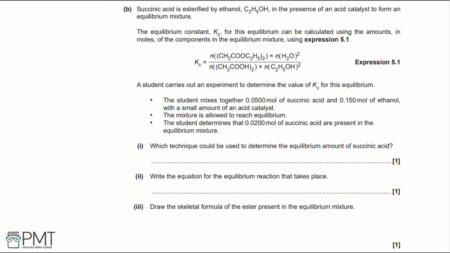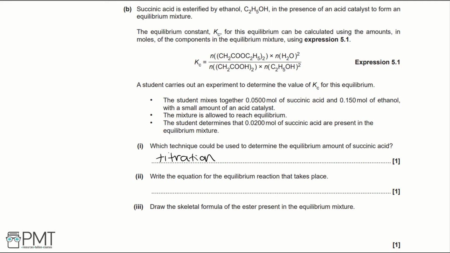The student determines that 0.0200 moles of succinic acid are present in the equilibrium mixture. Part 1. Which technique could be used to determine the equilibrium amount of succinic acid? So the answer to B part 1 is titration, and writing titration on the answer line would get us our mark for this part of the question.